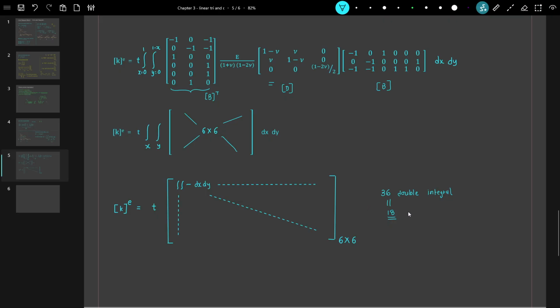So just remember this key takeaway. In order to get the stiffness matrix, we need to perform double integration for each term in the stiffness matrix. We will recall this concept in our next or upcoming lecture for the Jacobian and other advanced concepts. There, this concept is going to help you.